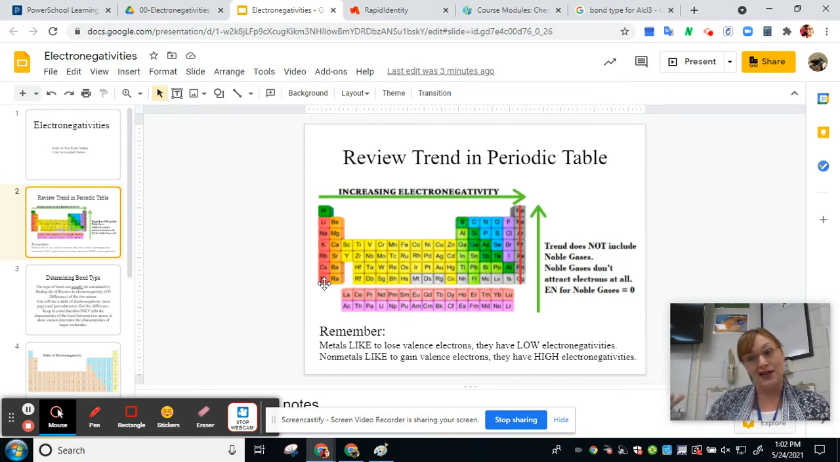And on the right-hand side of the periodic table, they like to gain valence electrons. So they have a greater ability to attract outside electrons, and they're going to have high electronegativities. Now, keep in mind, this trend does not include noble gases.